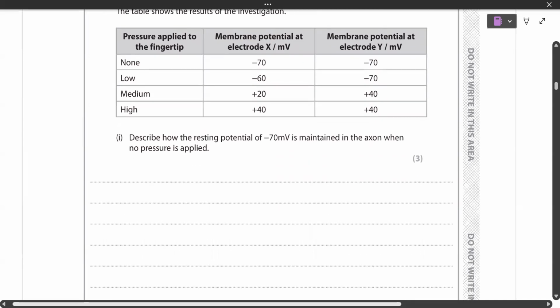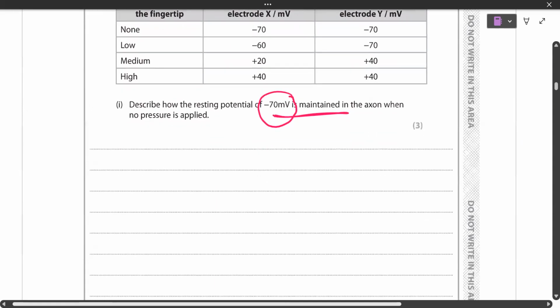Let's check how to write an answer in a question like this. Describe how the resting potential of minus 70 millivolt is maintained in the axon when no pressure is applied. In a question like this, we should write about the sodium-potassium pump, and how the sodium channel will be closed, and the potassium ion will pass through the membrane as it will be permeable to potassium, not to sodium. So the rest of the potassium ion will be inside the axon, and high sodium ion will be outside the axon, and this represents the minus 70 membrane potential.